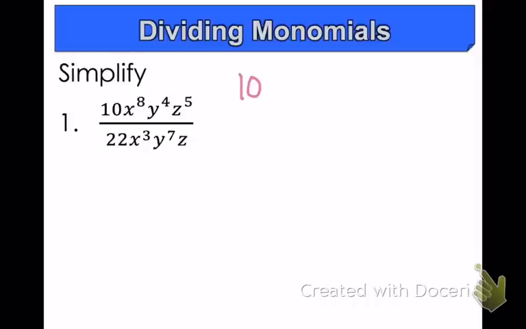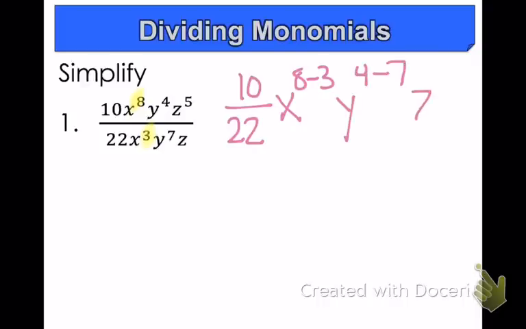10 over 22. I'm going to subtract my powers on the x's, the 8 and the 3. So it's going to be 8 minus 3. Do the same thing for the y's. 4 minus 7. And the z's. 5 minus, remember that's an invisible 1 at the end. Go ahead now and reduce all of this.